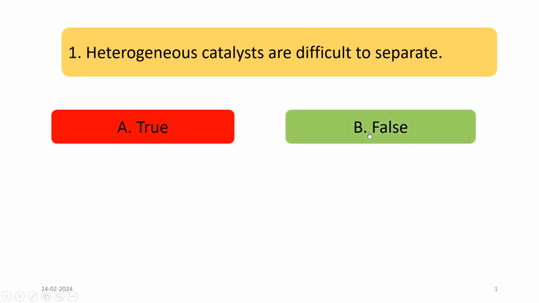False, because here it is written that heterogeneous catalysts in continuous processes are often preferred in industrial catalysts from an engineering standpoint, and catalyst separation is easier with heterogeneous catalysis. So catalyst separation is easier in case of heterogeneous catalyst, and for homogeneous catalyst it is difficult to separate. So here it is false. So your answer is wrong.